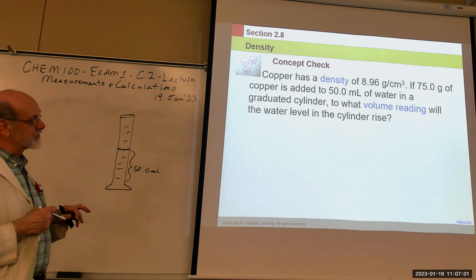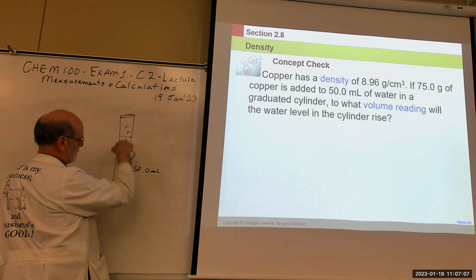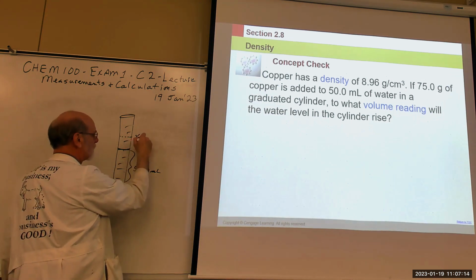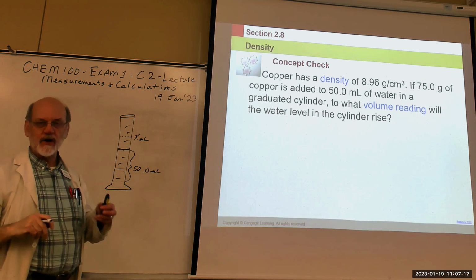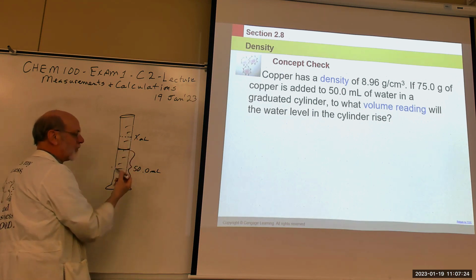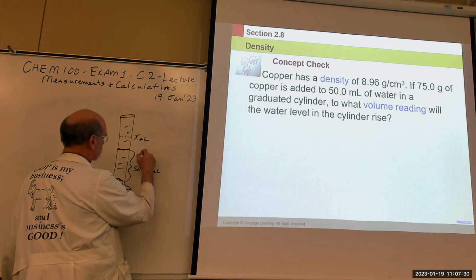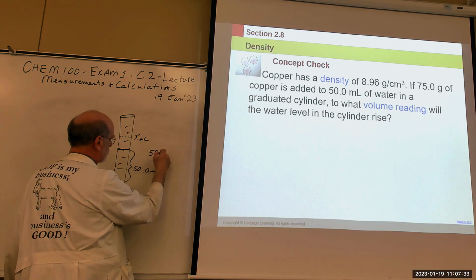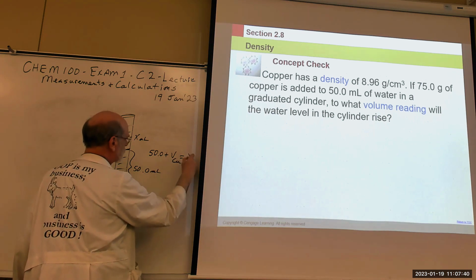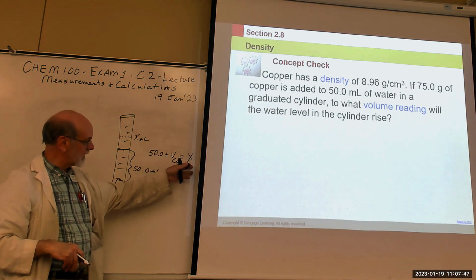And we're going to take this copper object and drop it in there. And we want to know what's the new volume. Okay, well, the new volume, X milliliters, how is it determined? Well, if we drop that copper in here, the volume is going to move up. How much is it going to move up? It's going to be 50 plus the volume of the copper, and that's equal to the X milliliters, the final volume.